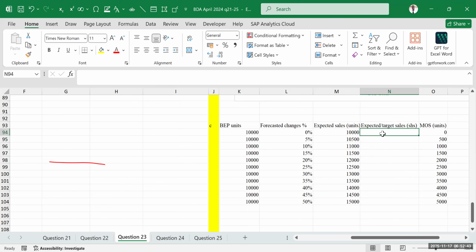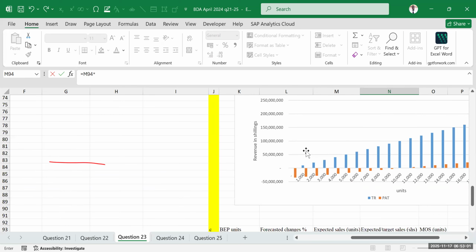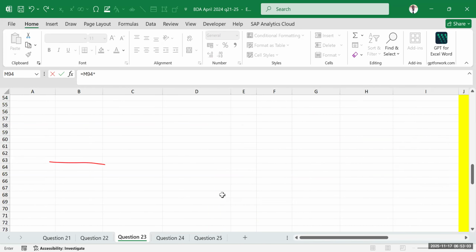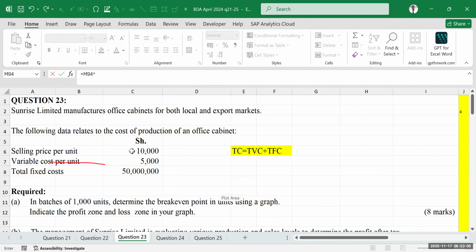So for the target sales or target revenue in shillings, we are going to pick the units that now we expect to have, which is now this one, after the change. And remember, our sales price per unit, we were given sales price per unit, right? It was given in the question up there. Our selling price per unit remains the same.